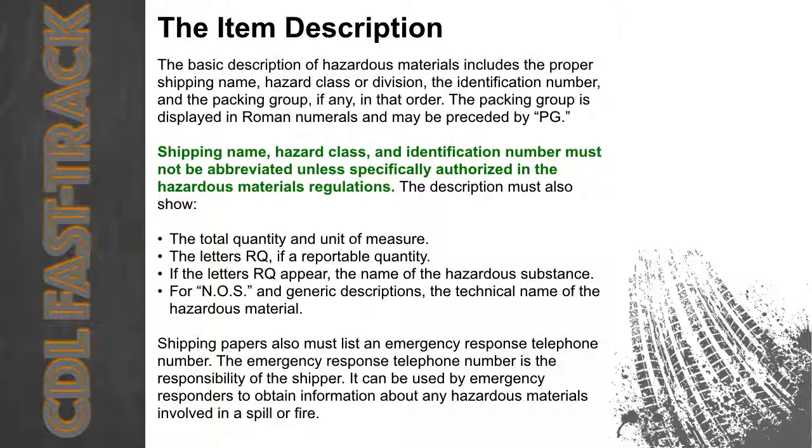The description must also show the total quantity and unit of measure. The letters RQ if a reportable quantity. If the letters RQ appear, the name of the hazardous substance. For NOS in generic descriptions, the technical name of the hazardous material. Shipping papers also must list an emergency response telephone number. The emergency response telephone number is the responsibility of the shipper. It can be used by emergency responders to obtain information about any hazardous materials involved in a spill or fire.